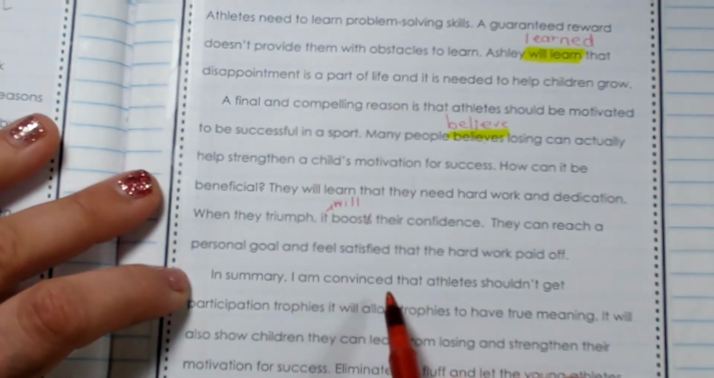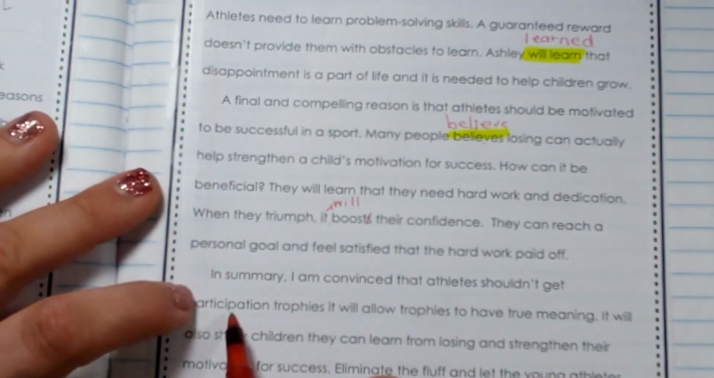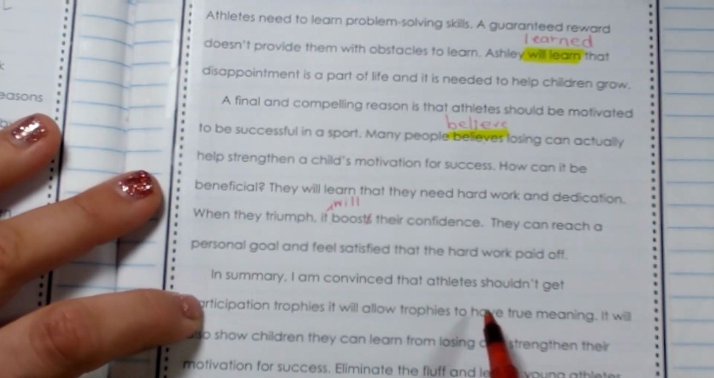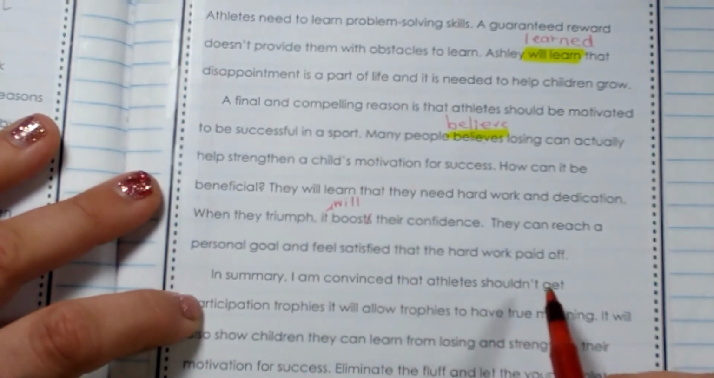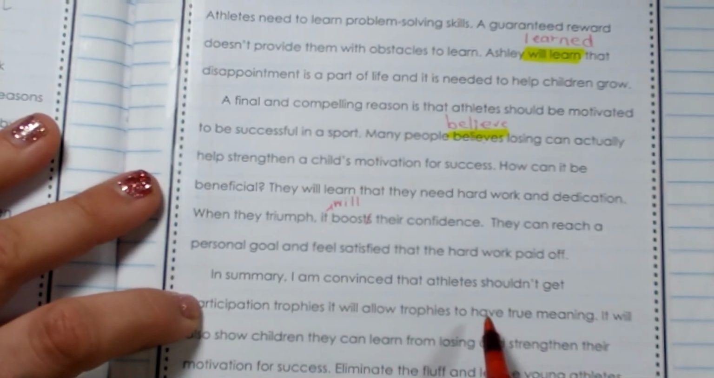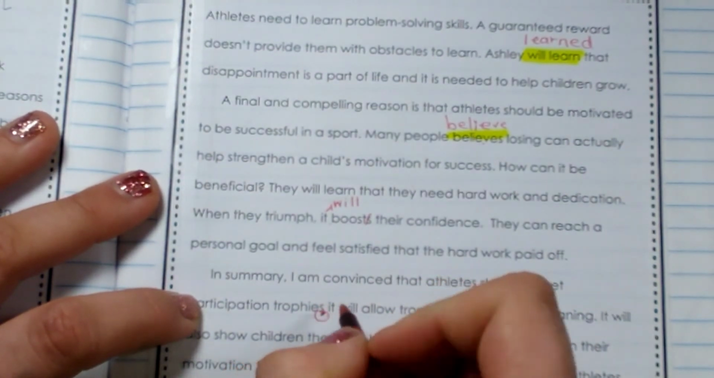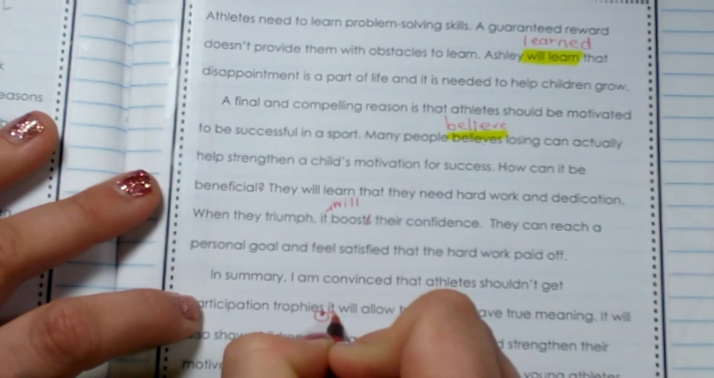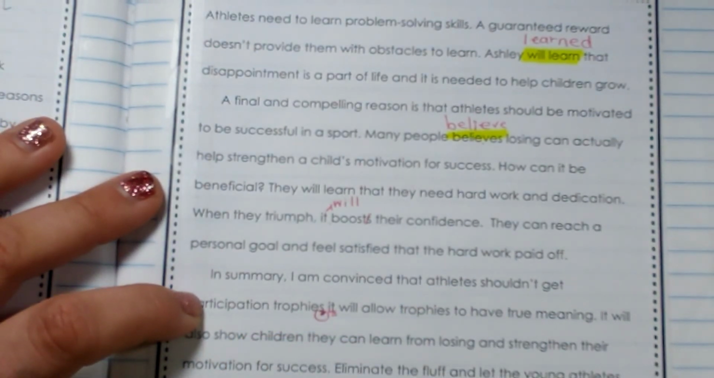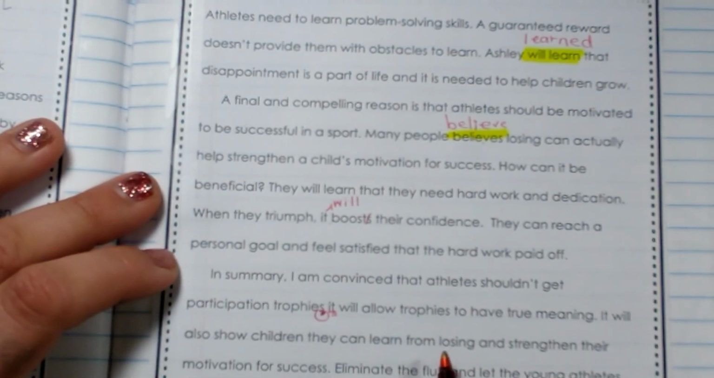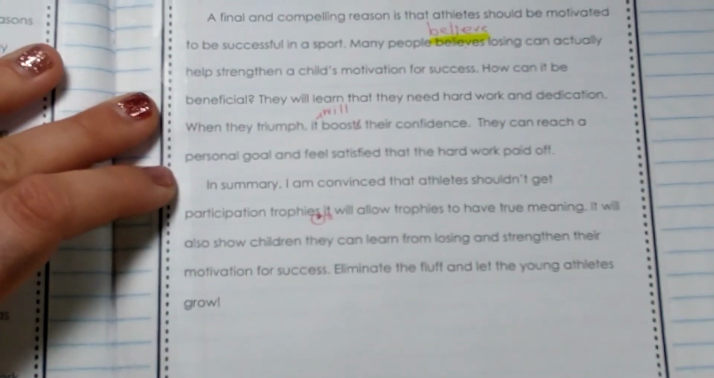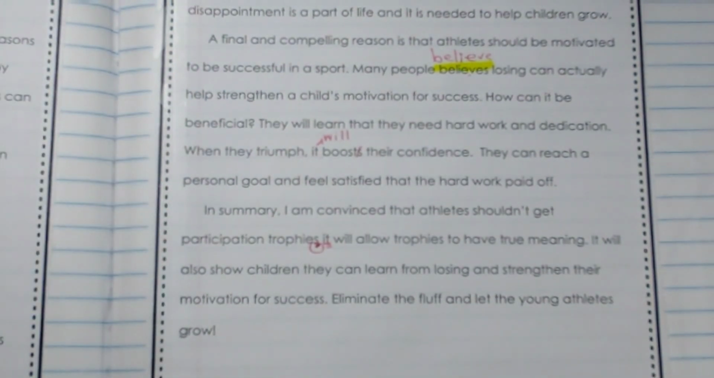In summary, I'm convinced that athletes shouldn't get participation trophies. It will allow trophies. That's a run-on sentence. And that needs to be capitalized. It will allow trophies to have true meaning. It will also show children they can learn from losing and strengthen their motivation for success, eliminate the fluff, and let the young athletes grow. So that's a shortened version of the essay, and all the words are used correctly now.